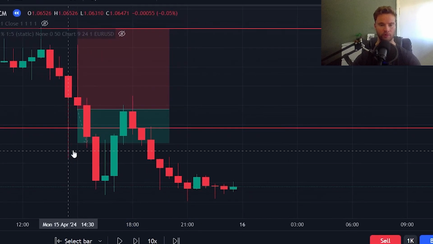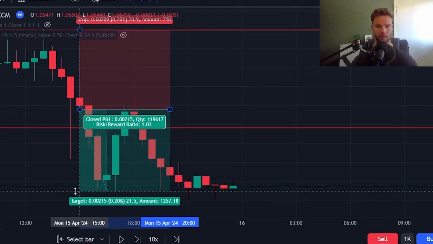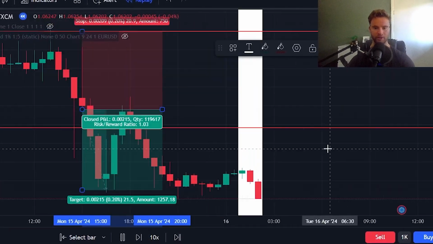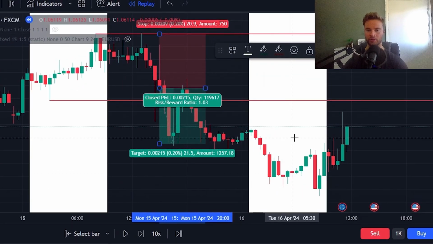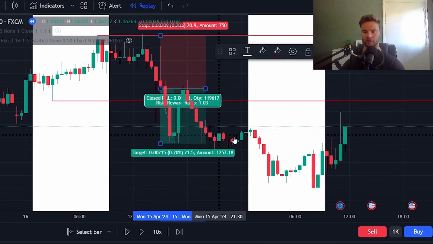Now this one probably is going to hit some type of target. There we go. So it hit 1-1. We're still in the position, by the way. And then at this point, you already want to highlight the second position.